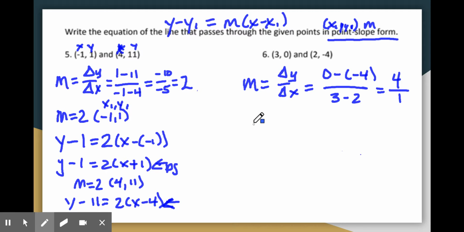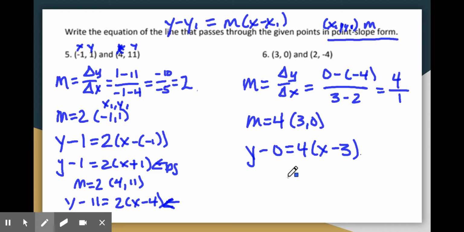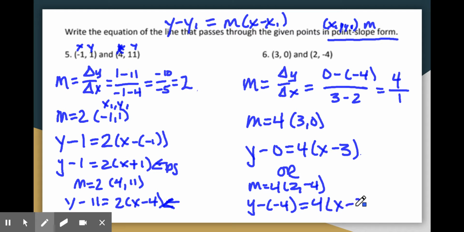Okay, so let's write the line. So I'll use my slope of 4, and I'll use the point 3, 0. It doesn't matter which point I use, right? I just convinced you of that in the last example. So I'm going to write y minus 0 equals 4 times x minus 3. There's my line. Or I could write, if I use the 2, negative 4, I could write y minus negative 4 equals 4 times x minus 2.